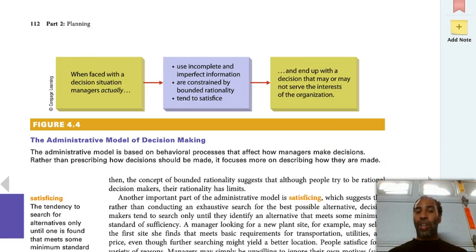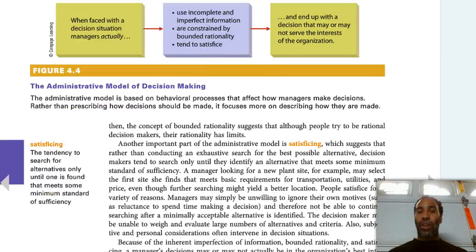So when faced with a decision situation, managers actually, right, and this is very true. I love these boxes because it breaks it down, puts it in the appropriate place. Use incomplete and imperfect information, are constrained by bounded rationality, and tend to satisfice, and end up with a decision that may or may not serve the interests of the organization.